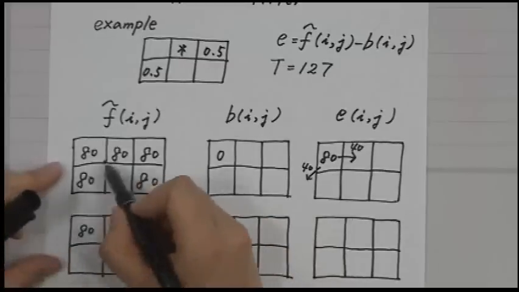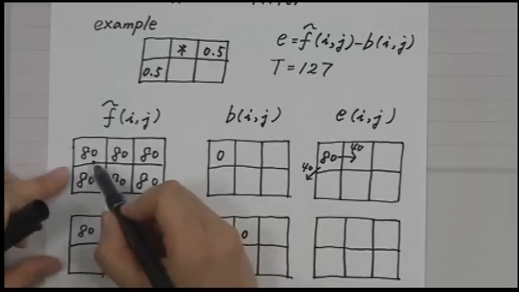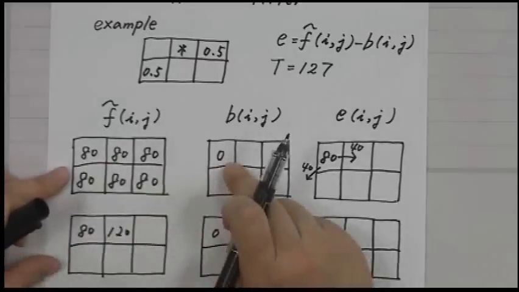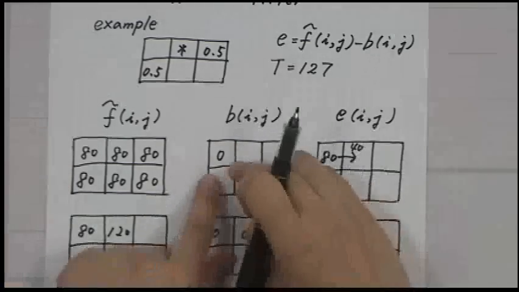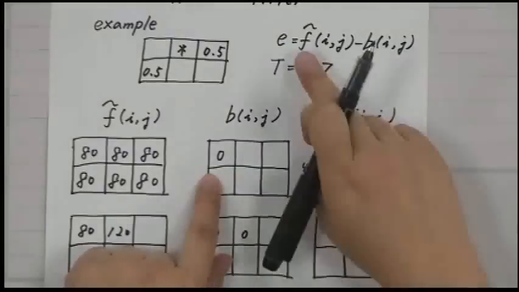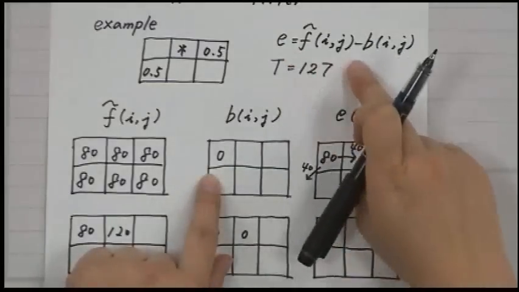So first we threshold this pixel. This is smaller than the threshold, so we set 0. And then this pixel generates error. The error is defined by f tilde minus b.